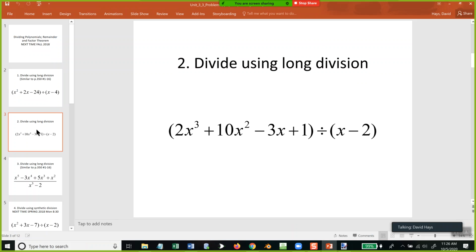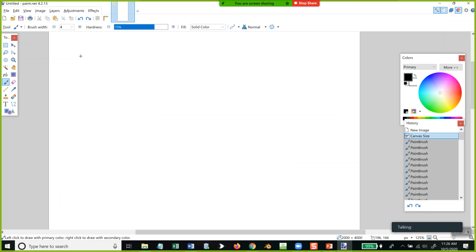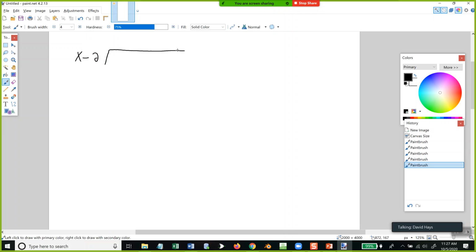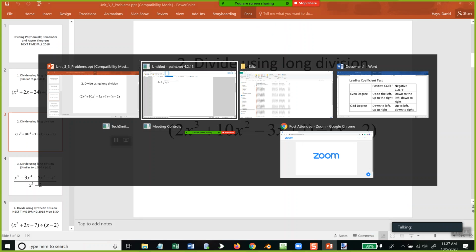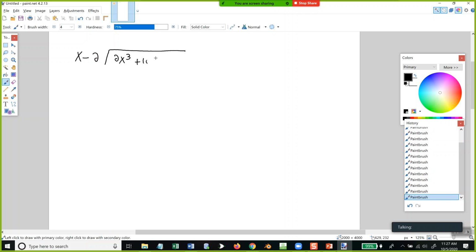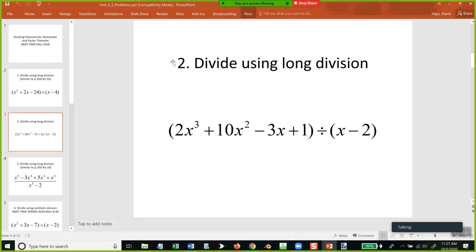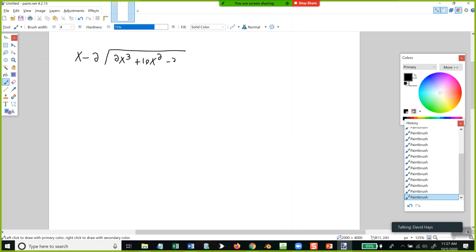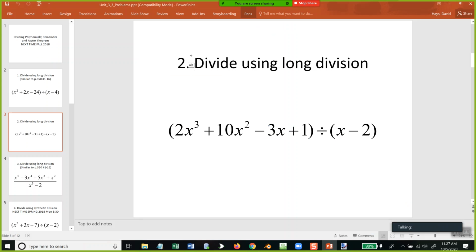Take a look at another example of that. x minus 2, 2x to the third, plus 10x squared, minus 3x, plus 1.